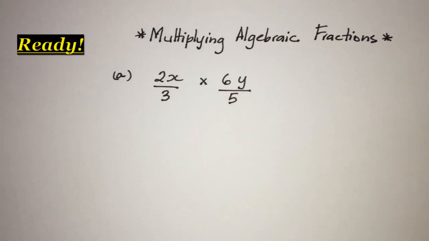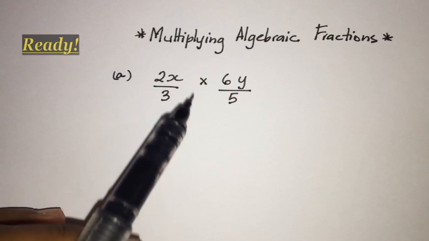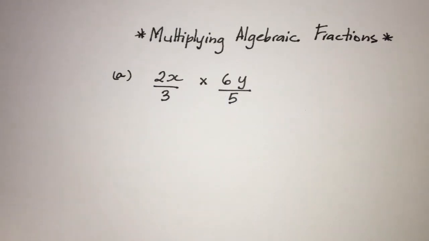Here we have 2x over 3 multiplied by 6y over 5. Just like reducing fractions, we can look for what is common in a numerator and in a denominator. As long as it is one numerator with one denominator, you're good to go. So let's look for what is common now.